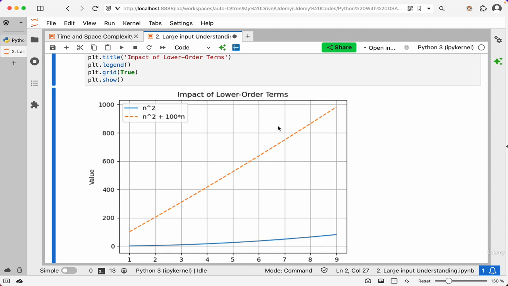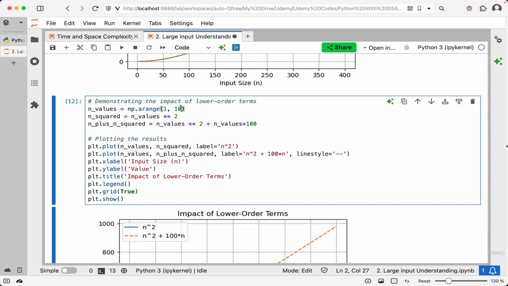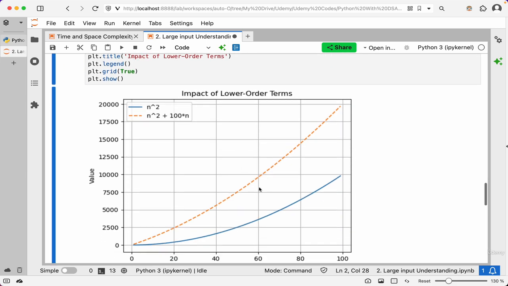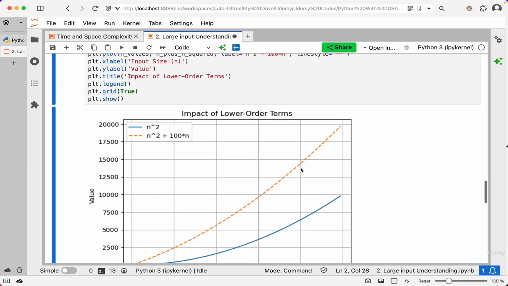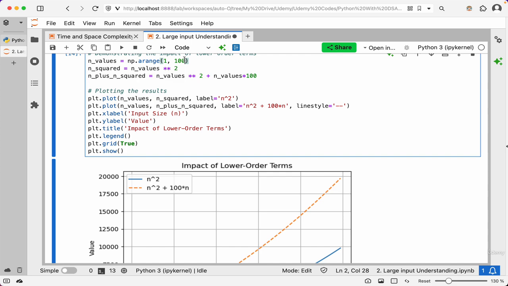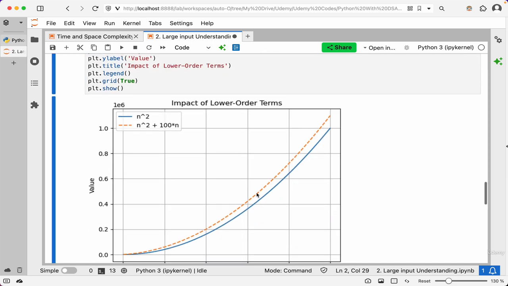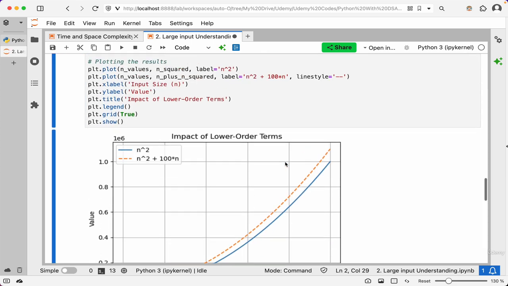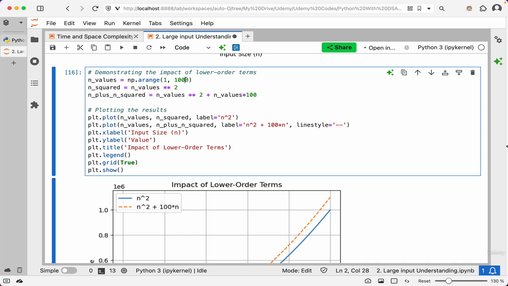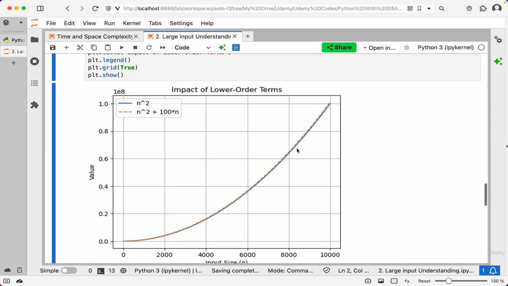So for n square plus 100, of course, initially there is a lot of difference. Now when I run it till 100, the difference will still be there. But as I said, we are taking n to be a lot larger. Now you will see that the distance is kind of diminishing till 1000, I think. Yes, the second I make it 10,000, see, it is actually on top of one another. The difference is not even considerable.